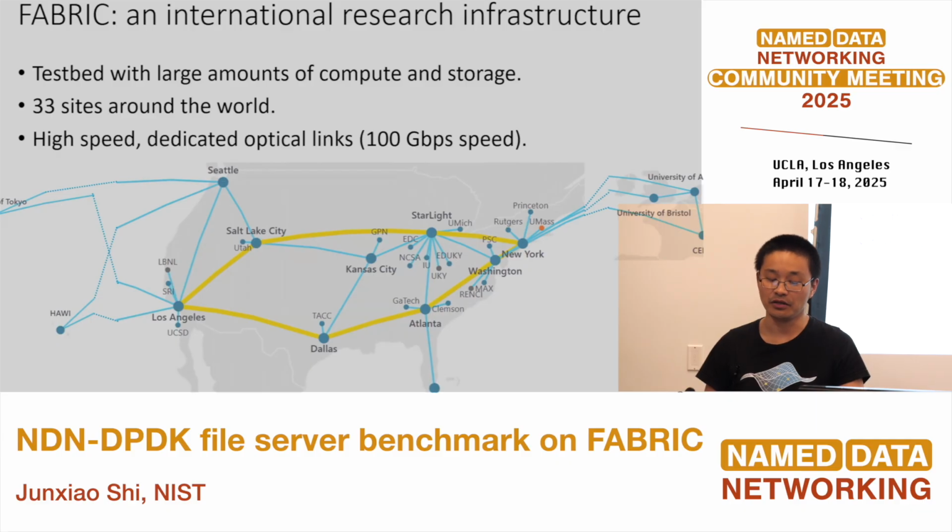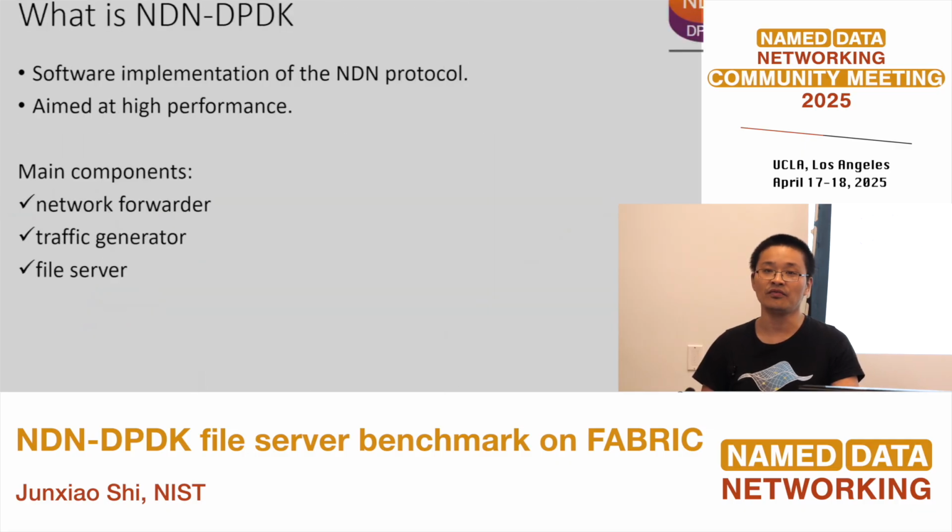NDN-DPDK, many of you already know, is a software implementation of the NDN protocol, designed and aimed at high performance. The main components of NDN-DPDK include a network forwarder, a traffic generator, and a file server.